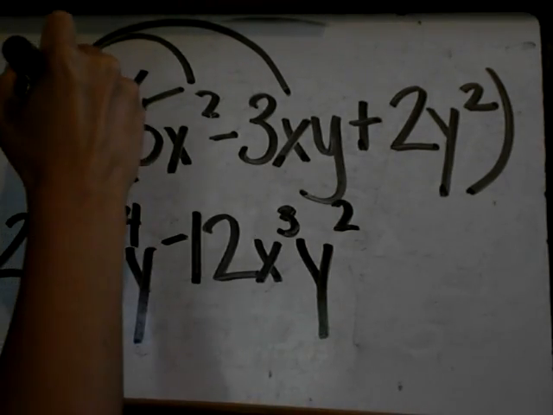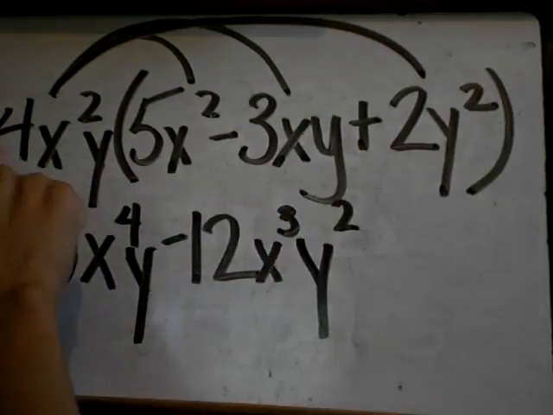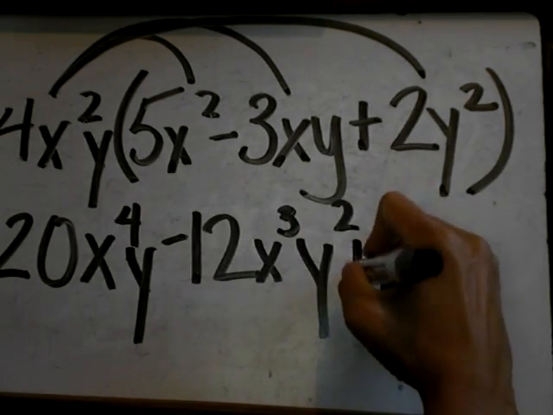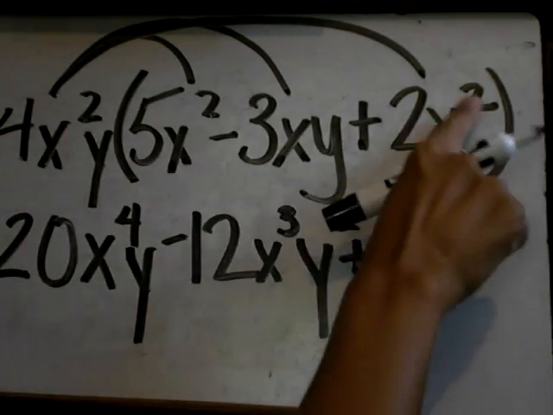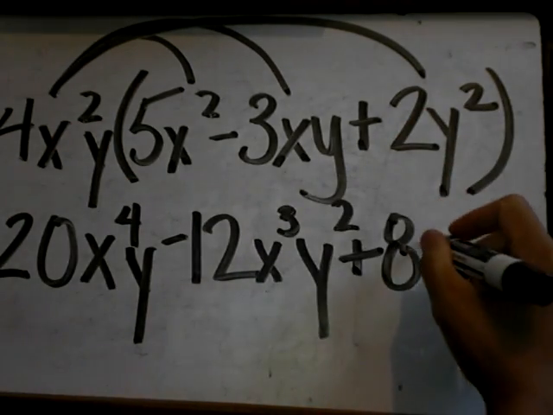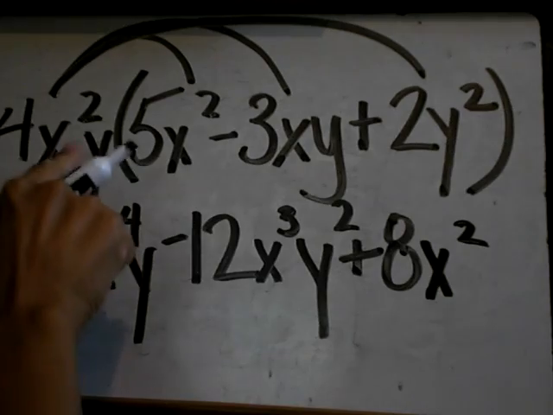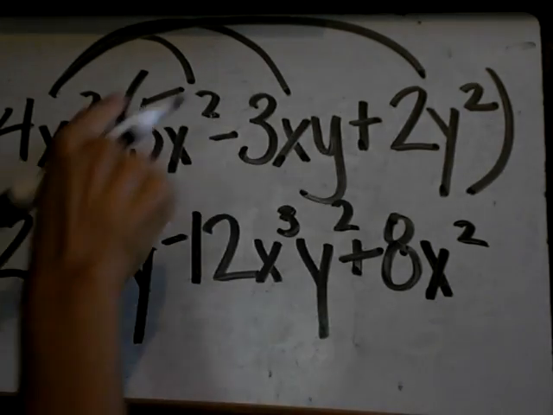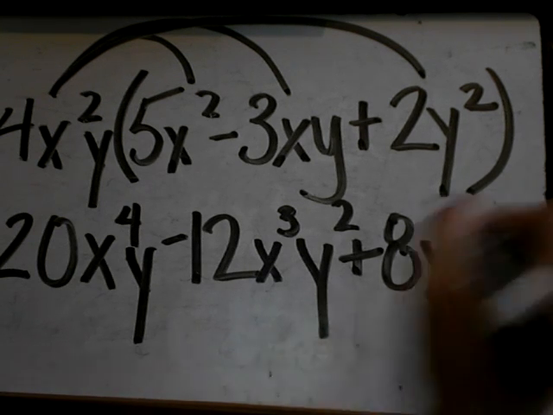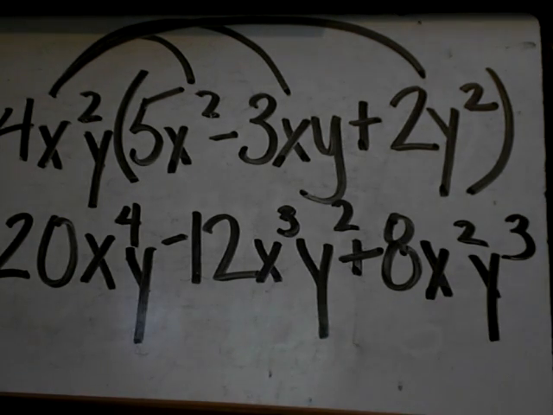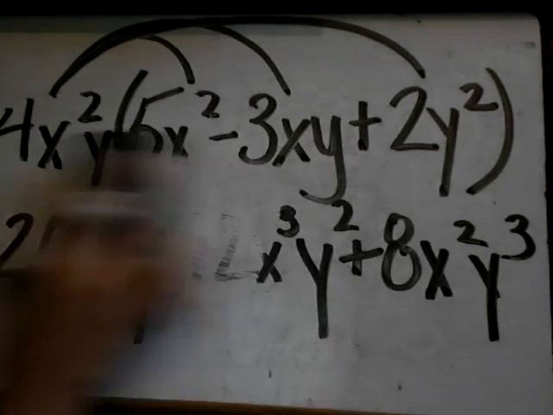Let's move on. 4 times 2, positive 8. x to the second, and there isn't another x to the second here, so just bring down that x to the second. And then y: y to the first times y to the second is y to the third. All right, let's move on.